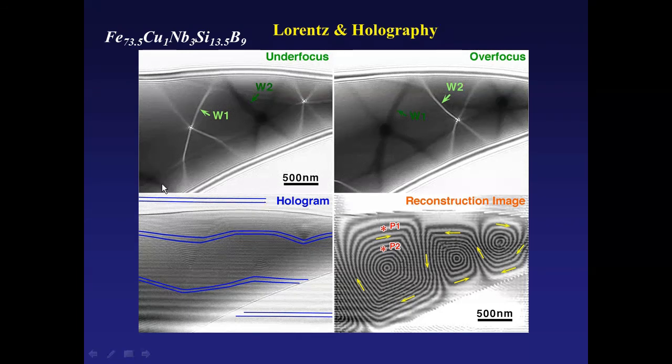The upper two are Lorentz microscopy. This is the TEM observation with Lorentz condition. We can observe the magnetic domain as black and white contrast. The lower one is the hologram, and on the right-hand side is the phase-reconstructed magnetic flux distribution. You can clearly observe the magnetic flux change with the magnetic domain. In this way, the electron beam can offer potential distribution analysis of the specimen.